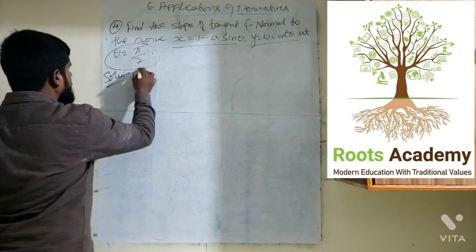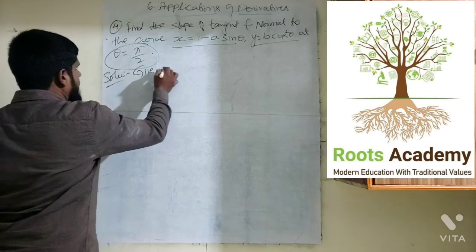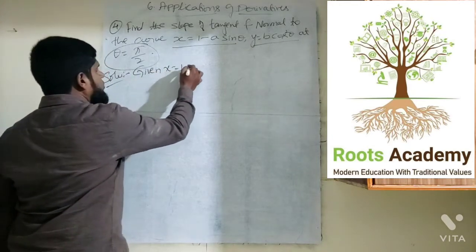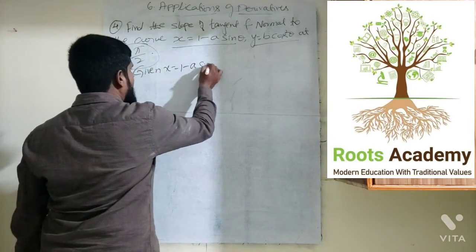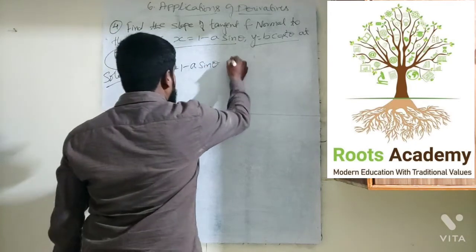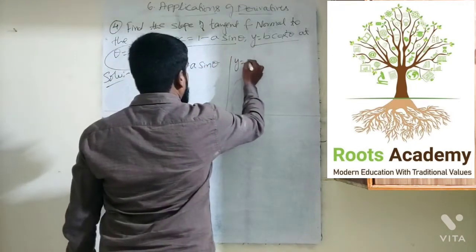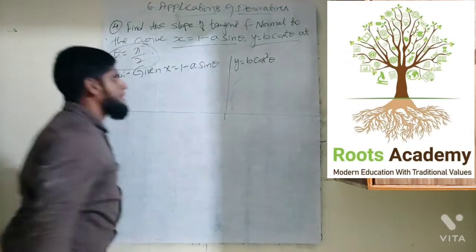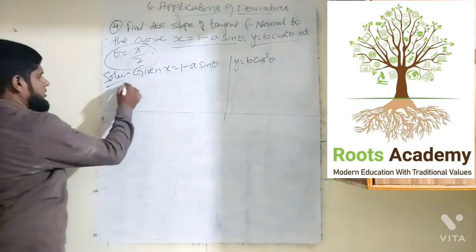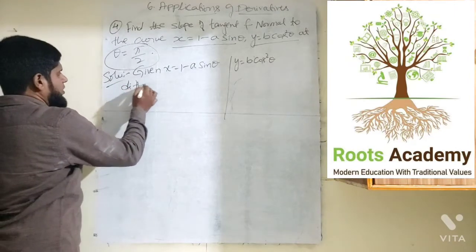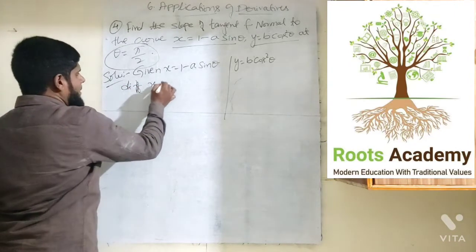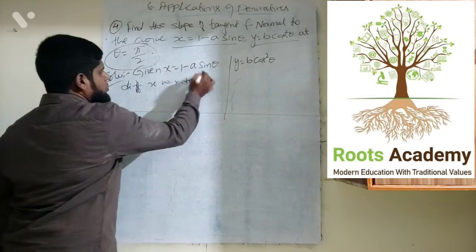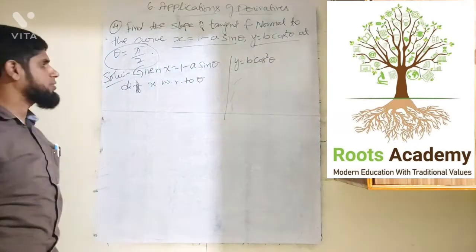Solution. Given x is equals to 1 minus a sin theta, y is equals to b cos square theta. First, differentiate x with respect to theta.